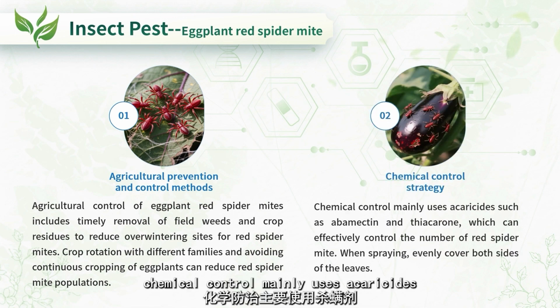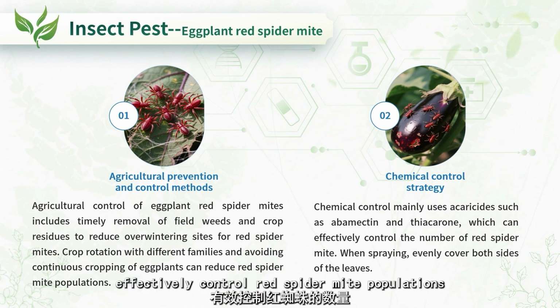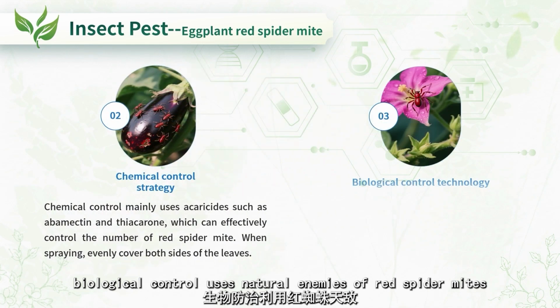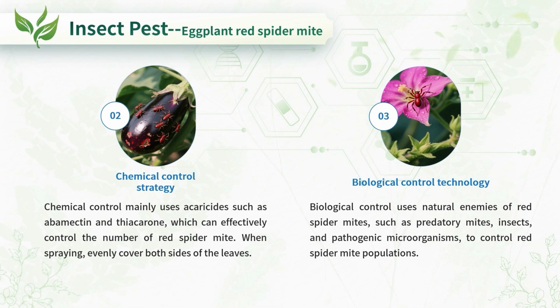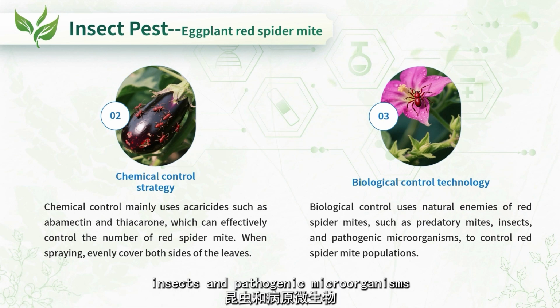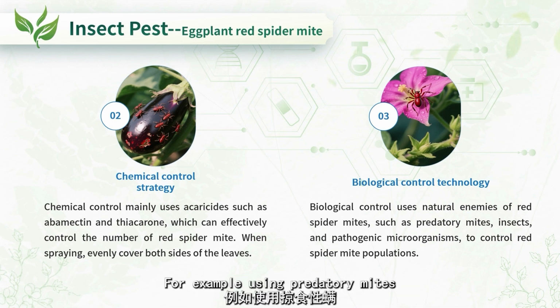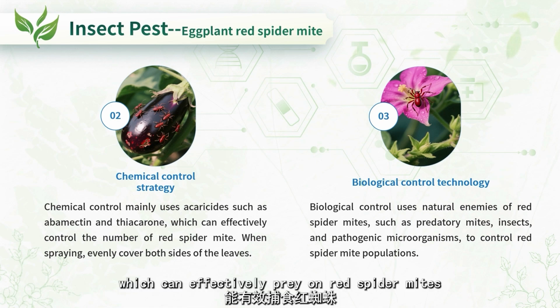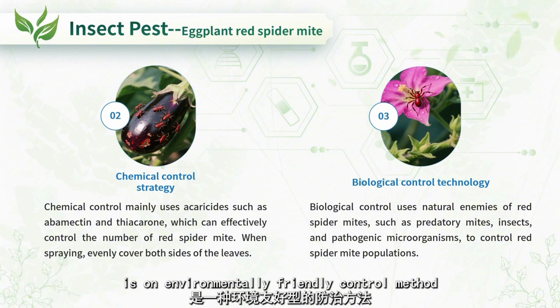Chemical control mainly uses acaricides such as abamectin and hexythiazox, which can effectively control red spider mite populations. Biological control uses natural enemies of red spider mites, such as predatory mites, insects, and pathogenic microorganisms, to control red spider mite populations. For example, using predatory mites like Phytoseiulus persimilis, which can effectively prey on red spider mites, is an environmentally friendly control method.